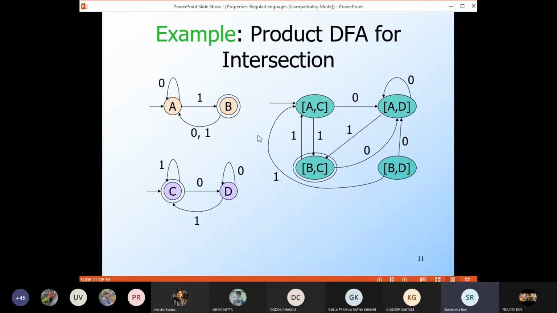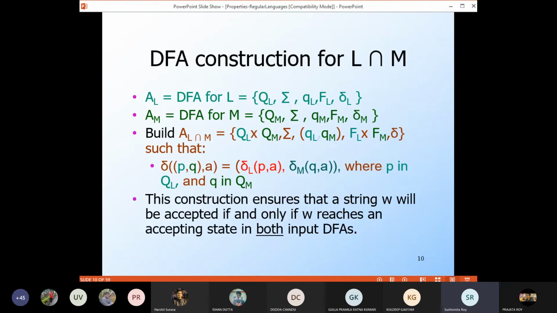If it ends up in B for the first automaton, it means it is accepted in L, and for C, it is accepted in M. And it will end up in BC only when it is accepted by both the input automatons. Okay, so only those strings which are accepted by both the automatons will be accepted by this product automaton, or the product DFA. Is this clear? Now let's see how this is formally defined. Let's go back.